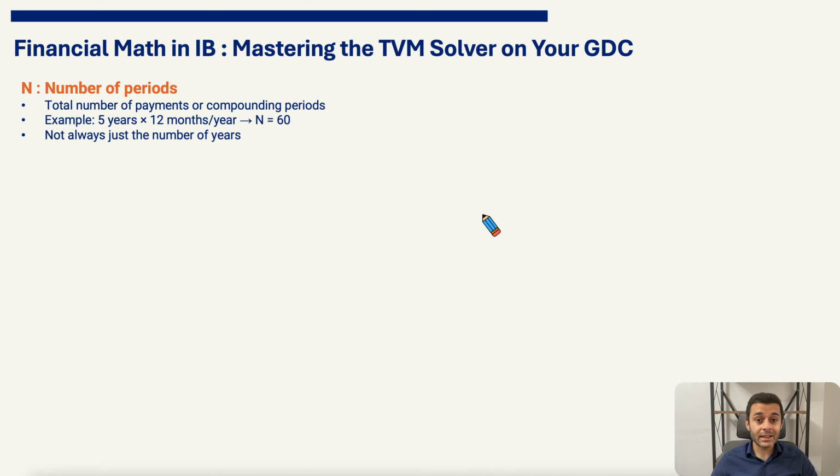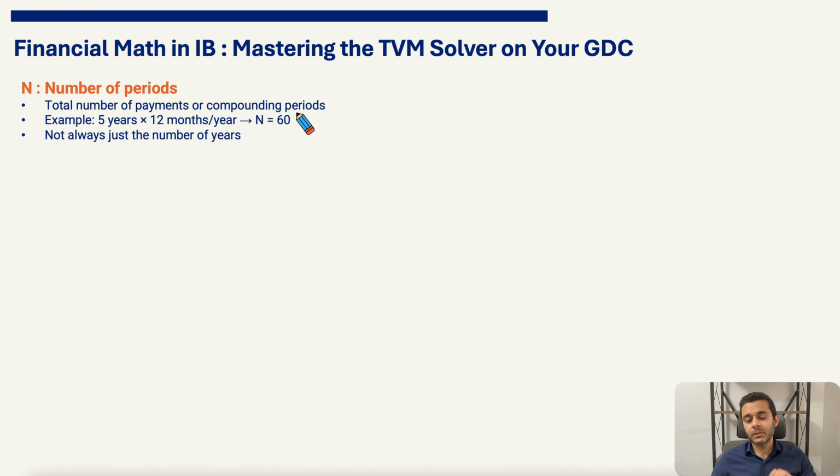First, we have N, which is the number of the periods. Now keep in mind, N is the total number of the periods during the whole question or payments. Not necessarily the number of years, could be months, could be quarters, it depends on the question. So it will be the total number of compounding periods.